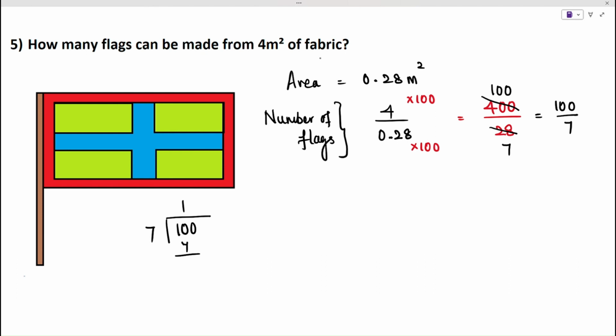7 times 1 is 7, and 10 minus 7 gives us a remainder of 3. We bring down our 0. We get left with 30, and 7 times 4 is 28. This gives us a remainder of 2. Now, we can stop here, because if we keep going in division, we'll get into decimal values, and we don't want decimal values, because we can't get 0.3 of a flag, or 0.6 of a flag. So the whole number value that we get is 14. So, 14 flags can be made from 4 meters squared of fabric.